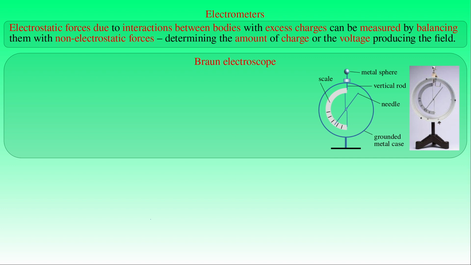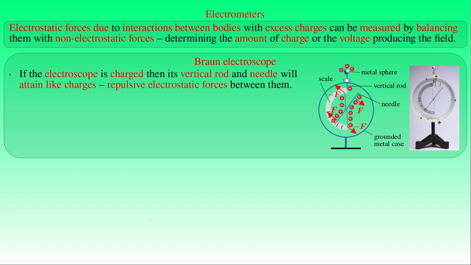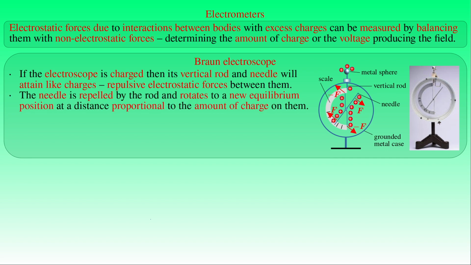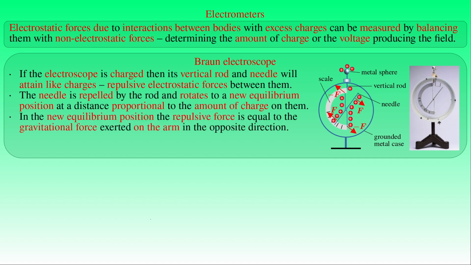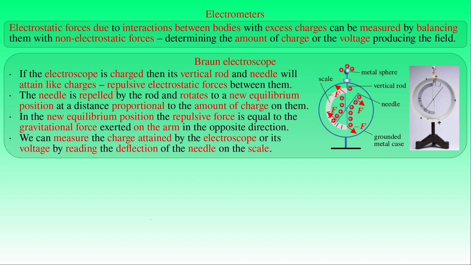If the electroscope is charged through the metal sphere, its vertical rod and needle will attain like charges, producing a repulsive electrostatic force between them. As a result, the needle is repelled by the vertical rod, and rotates to a new equilibrium position at a distance proportional to the amount of charge distributed over the needle and the rod. In its new equilibrium position, the magnitude of the repulsive force is equal to the one of the gravitational force exerted on the arm in the opposite direction. The greater the charge, the greater the deflection of the needle, and we can measure the charge attained by the electroscope or an equivalent voltage by reading this deflection on the calibrated scale.